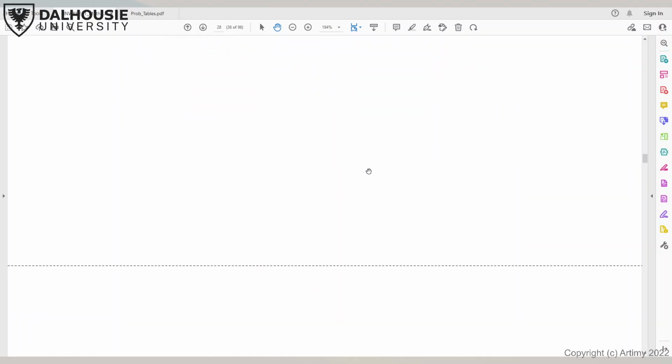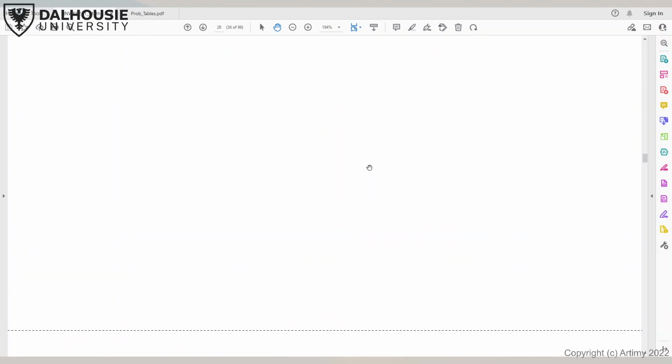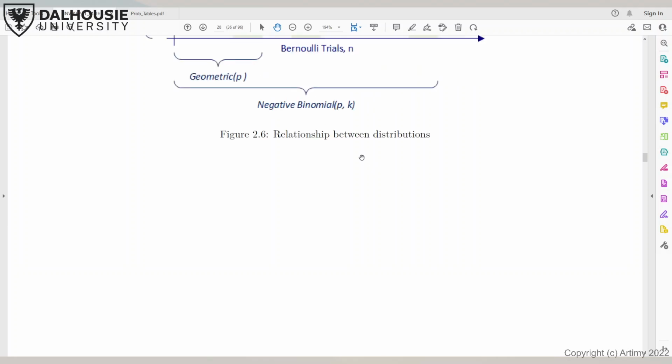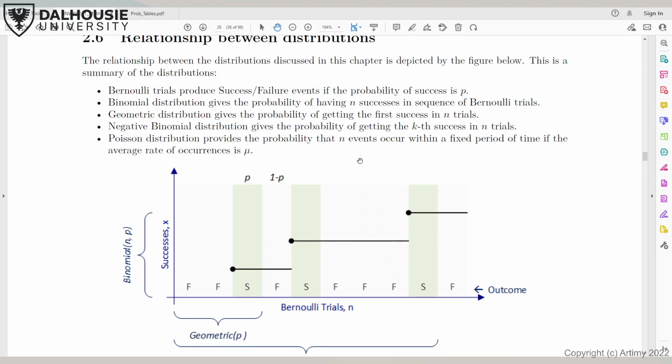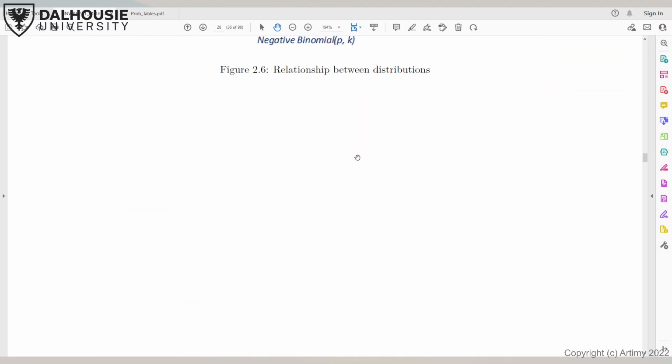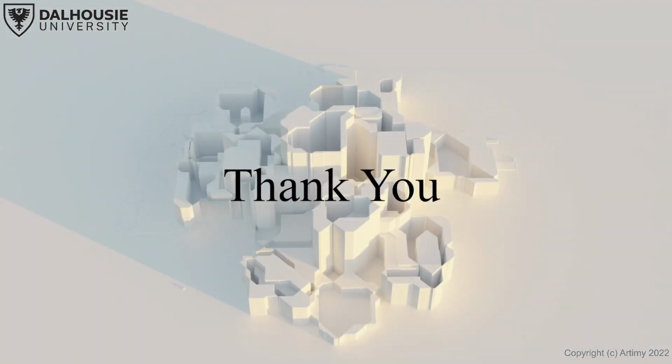And this is how you apply the approximations. And that concludes chapter 2 that talks about the distributions, discrete distributions. So next will be the continuous distributions, right? So thank you for paying attention, and I will see you in the next recording.